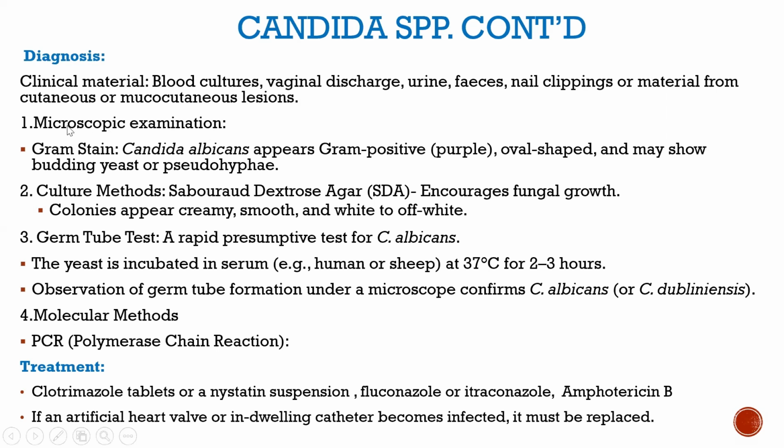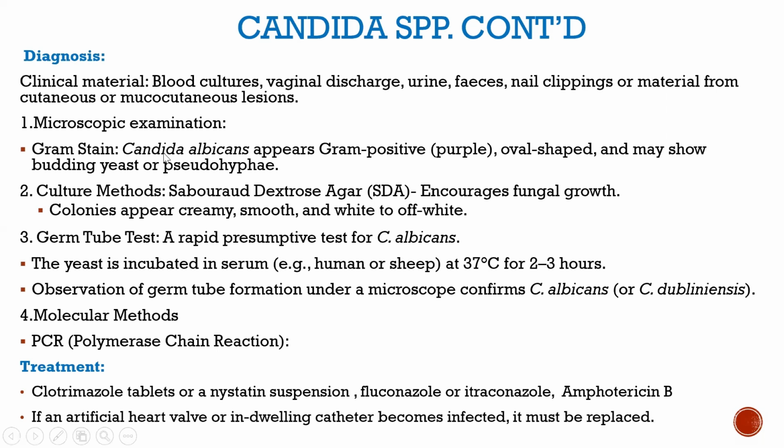So number one, you can do microscopic examination, where you have to stain this organism. Most Candida albicans appear to be gram positive, those that appear purple. Hope you've read about your gram stain, because they may ask you what are the steps in the gram staining technique. They can also be oval shaped and may show budding yeast or pseudohyphae. I've explained what budding means. So when you stain them and observe them in a microscope, you can check for these characteristics. And if you see any of them, that means it's Candida albicans that is there.